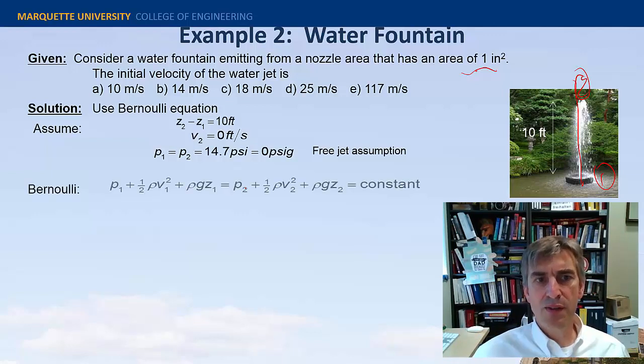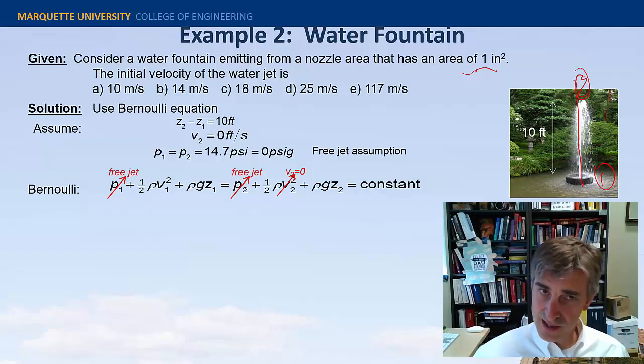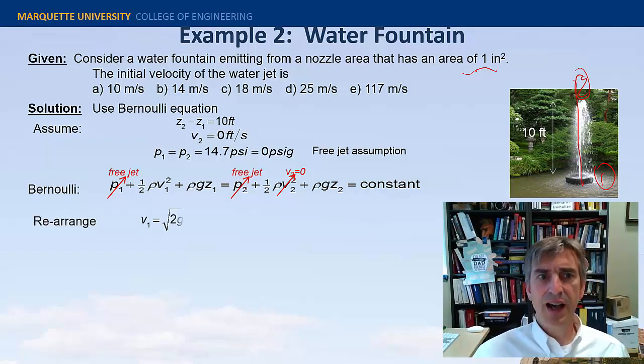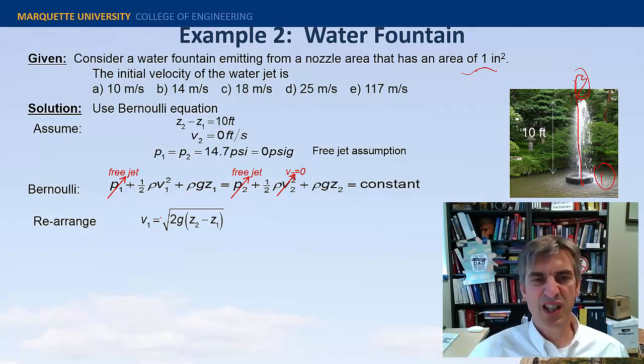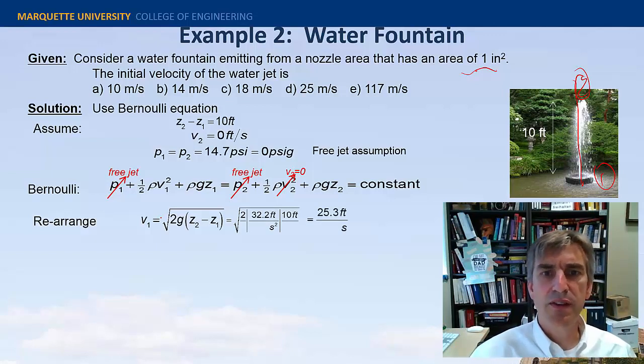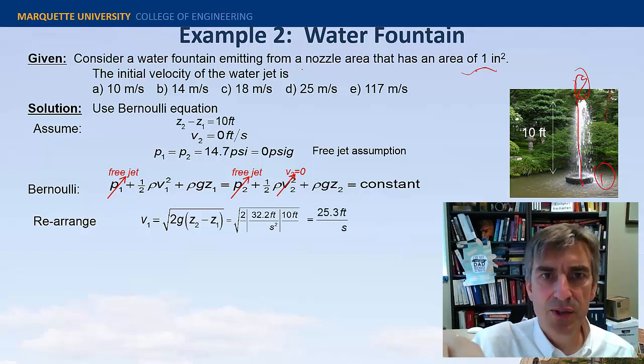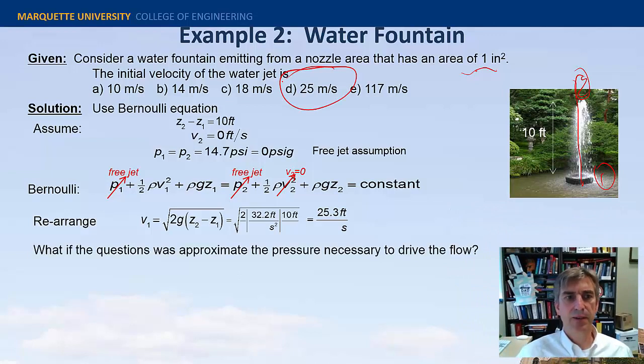And so if I plug all of those assumptions into the Bernoulli equation, velocity 2 goes to 0, and the pressures are constant and equal, so they cancel. I can rearrange to get that the velocity at 1 is equal to the square root of the potential energy there, and that comes out to 25.3, so it looks like it's closest to this one right there.